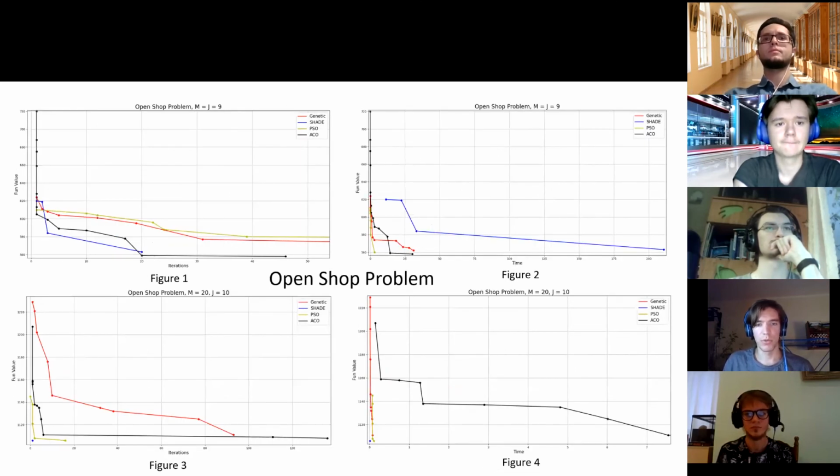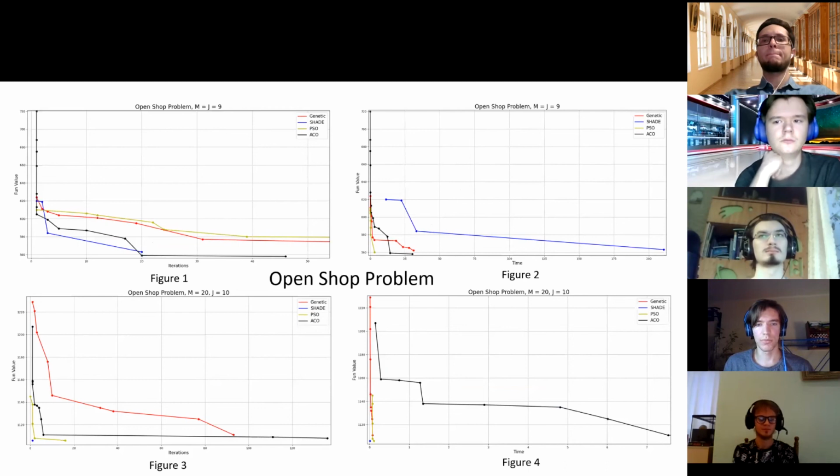The next problem is our main problem, open shop. Here you can see that the ant colony and genetic algorithms find a good solution, but we noticed one very interesting thing: the PSO algorithms, which were very bad in the previous problem, in this problem, which is also combinatorial, give us incredible results by iterations and by working time.